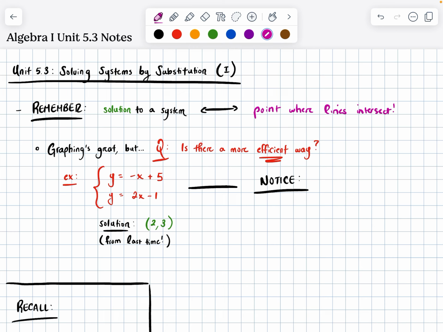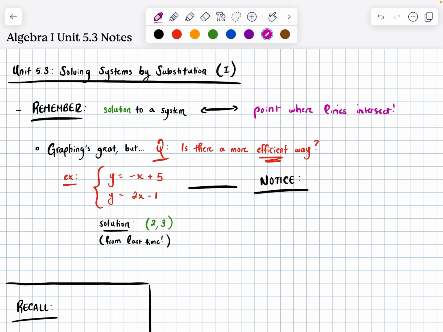And graphing is great, but it can be kind of tedious. It takes a long time to graph. We have to hope that we find the point of intersection. We have to check our work, meaning as mathematicians, it is our legal sworn duty to ask, is there a more efficient way? So for example, take this guy, the first problem that we solved together last class.